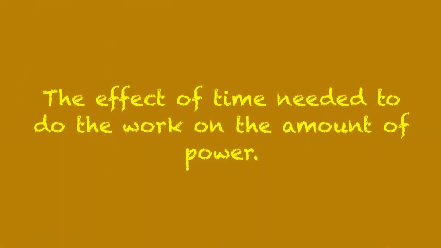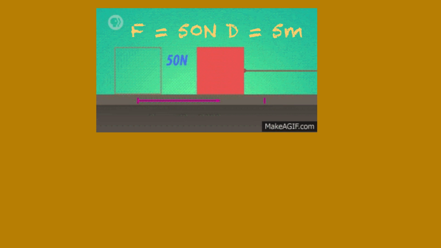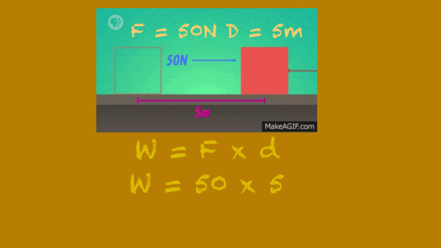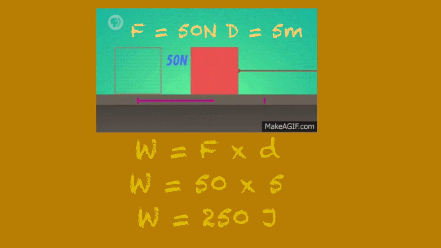Let's investigate the effect of the time needed to do the work on the amount of power. Do you think that power needs more time or less time? Let's investigate this. Let's first calculate the work. We always start by writing the formula W equals F multiplied by D. Then we replace each term by its value. So in the place of F, I write 50, and in the place of D, I write 5. Accordingly, W equals 50 multiplied by 5, and then W equals 250 joules.